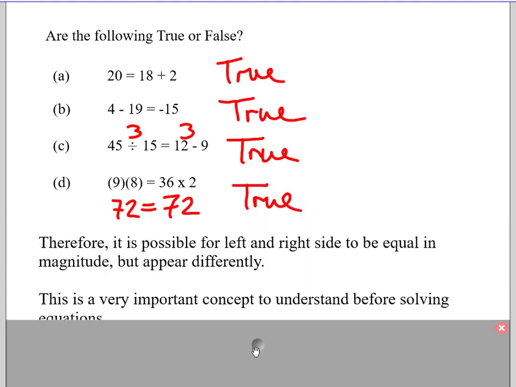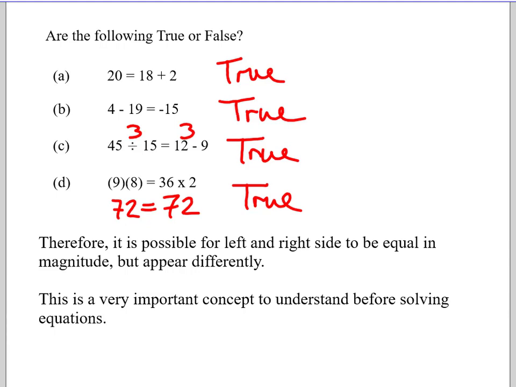Okay, so it is possible for the left and right side to be equal in magnitude but appear differently. This is one of the fundamental ideas in mathematics that makes it both interesting and frustrating. So this is a very important concept to understand before we start solving equations. Things can look different but still be equal.